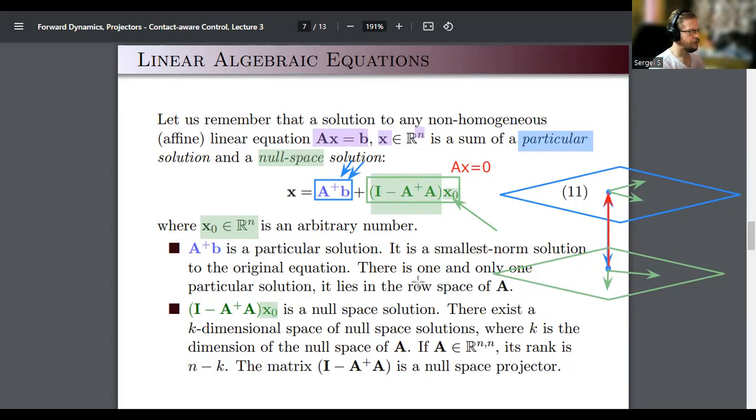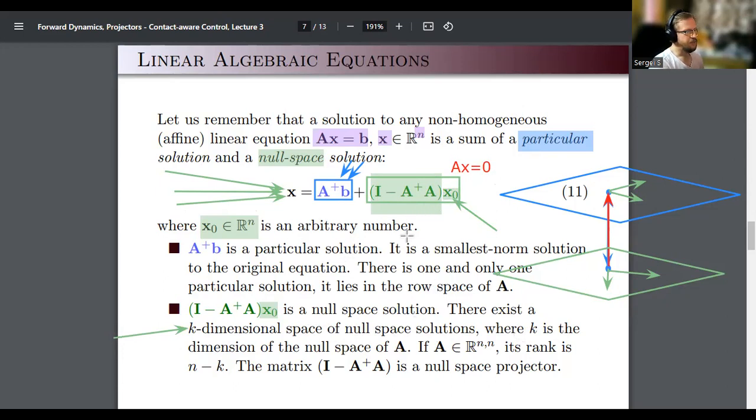Okay. So a better way would be to find a basis in the null space and then use different variables to parameterize it, etc. But this form is very popular and very useful for various reasons. It is also economical. You don't introduce more variables. All right. So again, there exists a k-dimensional space of null space solutions.